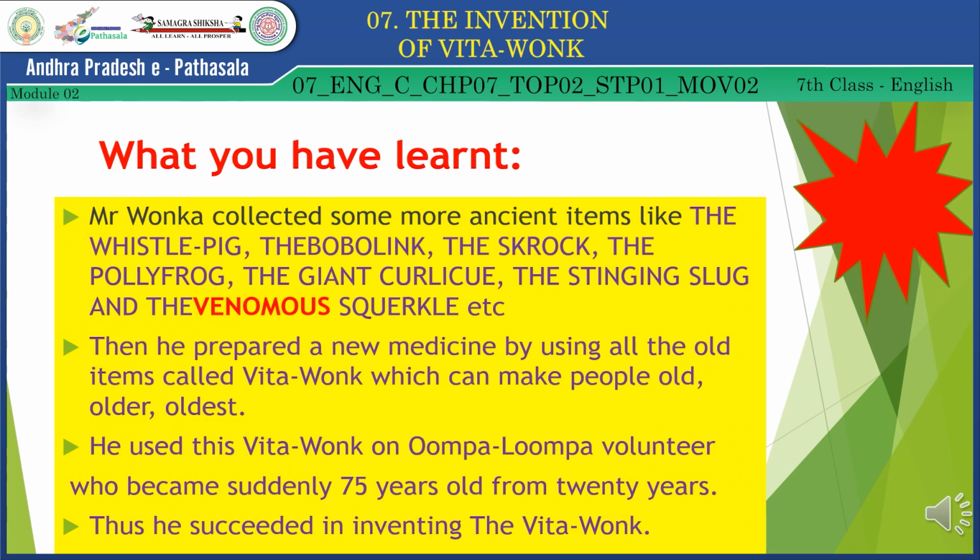Children, let us see what you have learned so far. Mr. Wonka collected some more ancient items like the whistle pig, bobolink, the scrag, the polyfrog, the giant curlicue, the stinging slug, and the venomous squircle, etc. Then he prepared a new medicine by using all the old items called Vita-Wonk, which can make people old, older, oldest. He used this Vita-Wonk on an Oompa Loompa volunteer, who suddenly became 75 years old from 20 years. Thus, he succeeded in inventing the Vita-Wonk.